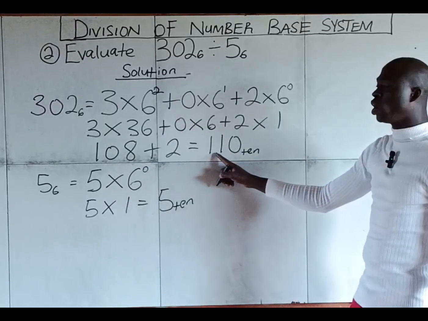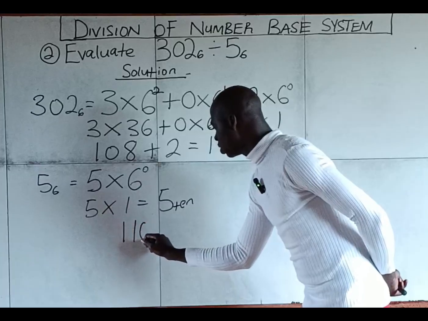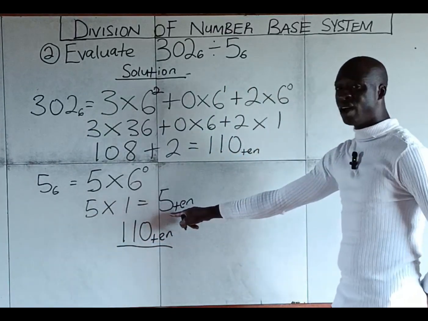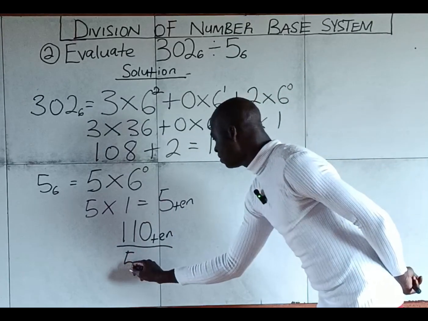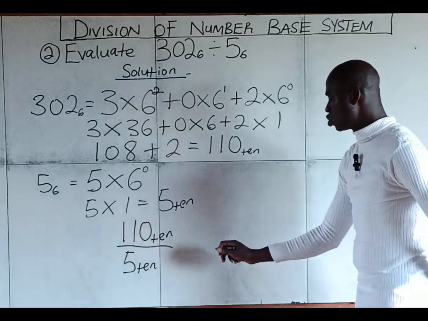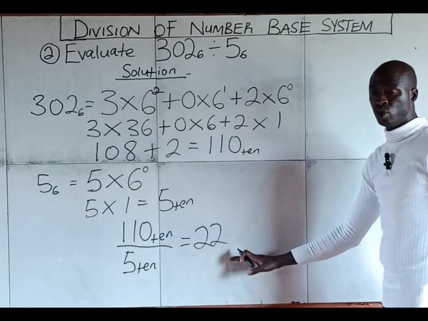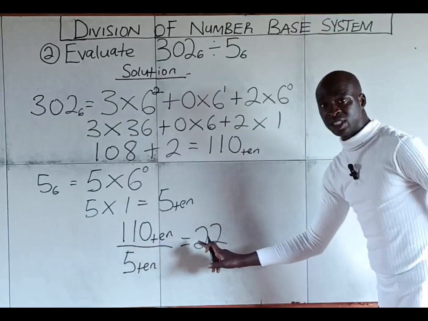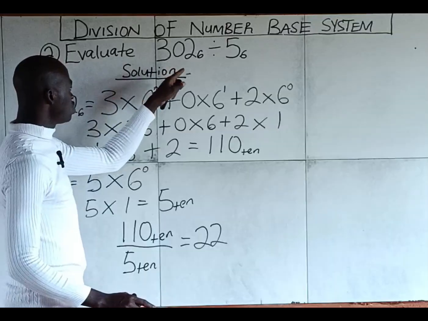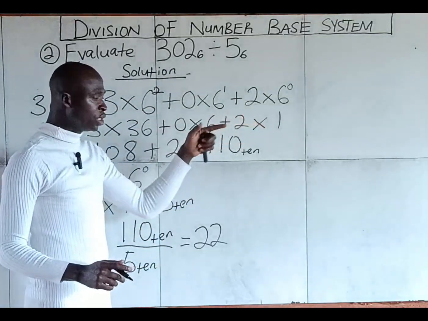Now, the next thing you're simply going to do, what do I have here? This is 110. I'll come down here and say 110 base 10 divided by, what do I have here? This is 5 base 10. If you should do this, you're simply going to have 22. Can you see for yourself the way it is clearly done? If 5 should go into 110 to give you 22. Now at this stage, we have successfully converted these numbers from base 6 to base 10. So now it's time for us to go straight and finish off our work.